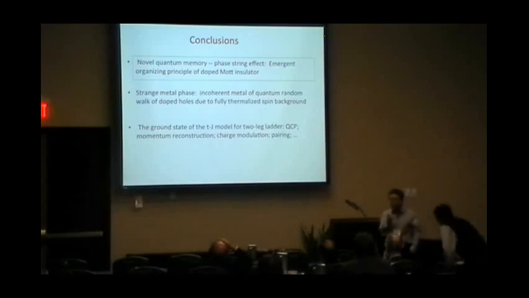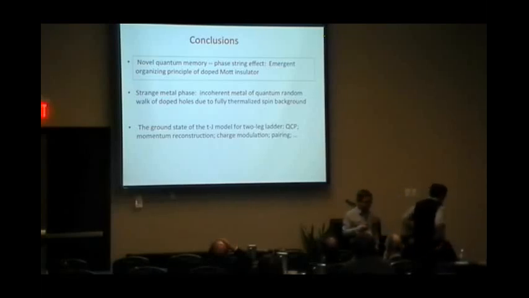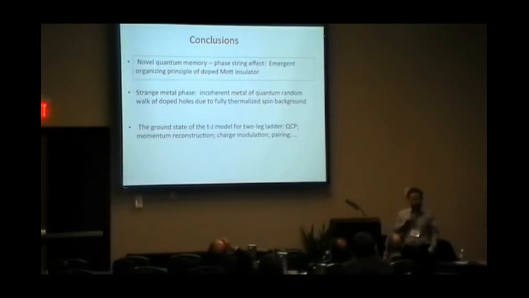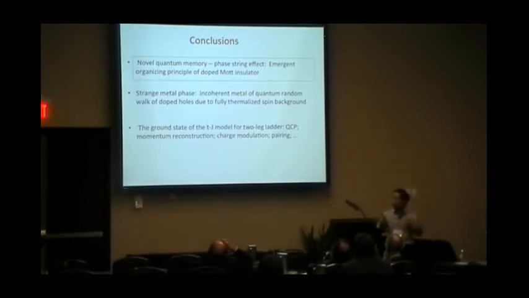The take-home message is that for the doped Mott insulator, as described by the t-J Hubbard model, there actually exists a long-range effect emerging from this local model. We call it the novel quantum memory effect, or free string effect, where the whole spin system will entangle in a long-range, nonlocal way.